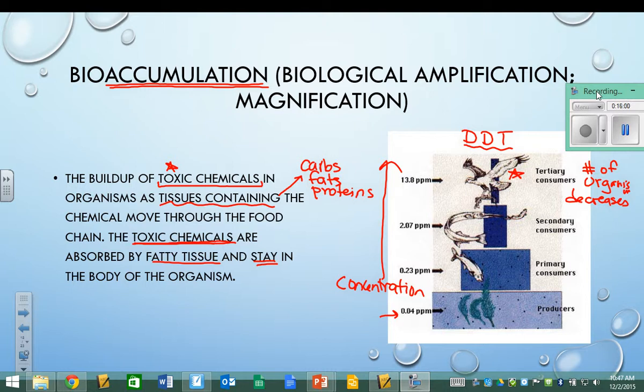Now, the thing with DDT, and we'll read about this, is that it affected the shells of the eggs that these birds were laying. It made them too soft, and so that really impacted survival of the next generation of birds.